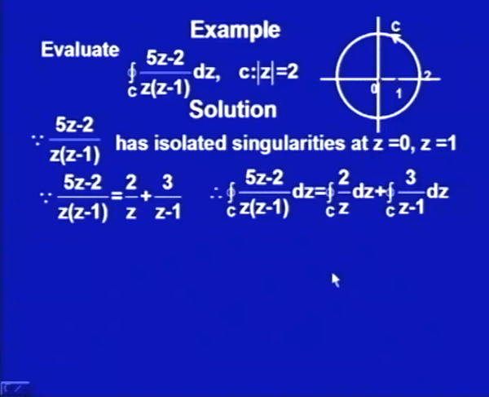Now, we have to evaluate two integrals. Let us see the first integral. It has the function 2 upon z. This has an isolated singularity at z equal to 0.